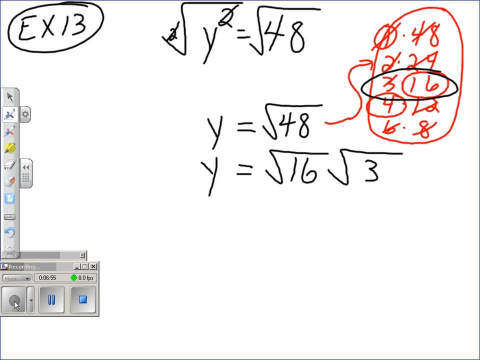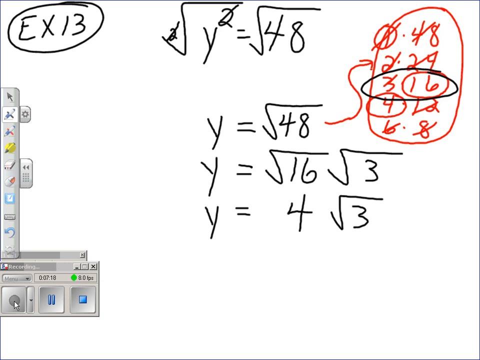So all I did was change the square root of 48 to the square root of 16 times the square root of 3. That's totally okay to do. Why did we do that? Because that square root of 16 is going to turn into a whole number, 4. The square root of 16 is just 4. The square root of 3 comes down, and I've simplified it. So y equals 4 square root of 3.